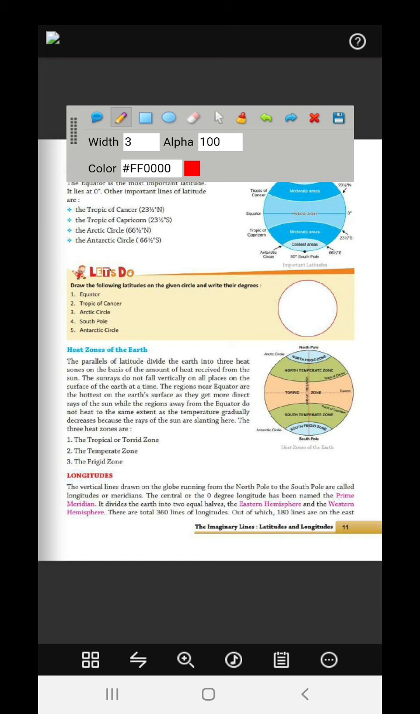The regions near the equator are the hottest on the earth's surface as they get more sun rays, while the regions away from the equator do not get the heat to the same extent, as the temperature gradually decreases because the rays of the sun are slanting here. The three heat zones are the tropical or torrid zone, the temperate zone and the frigid zone.